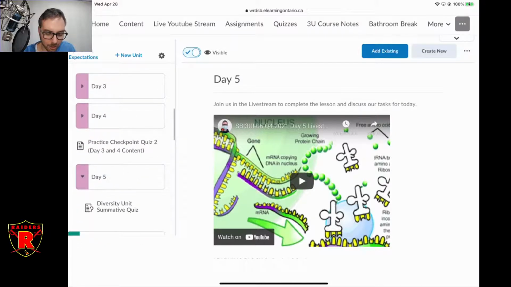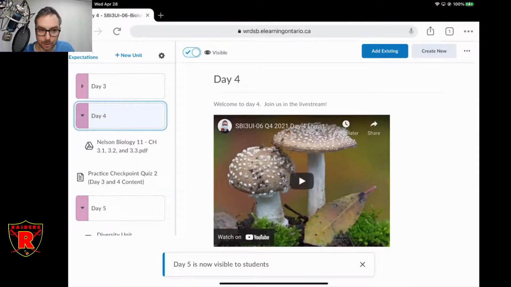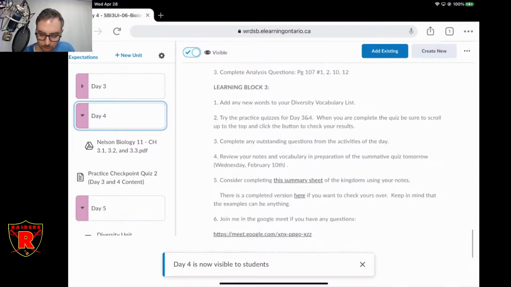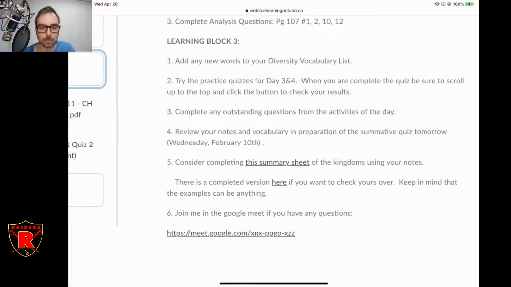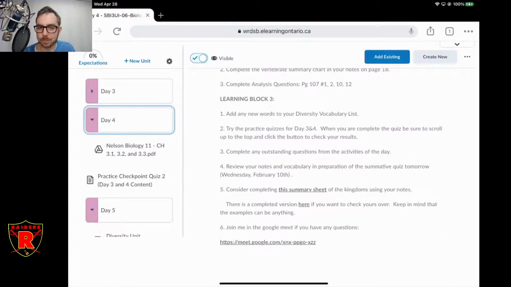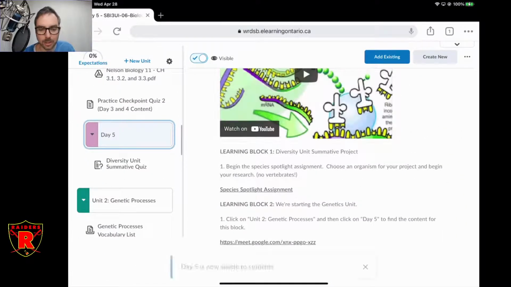Okay, before I let you guys go, remember that if you wish, and I highly recommend it, you should start by completing the summary sheet of the kingdoms. If you don't want to do that, you can look over the completed version. Again, it's up to you, but it certainly is in your best interest to complete it yourself to help prepare for the quiz. It's a great review because it also forces you to go back and look at your notes if you're unsure about something. Then you're going to complete the species spotlight assignment and your vocabulary list. Hopefully hand them in. And then I will see you during Block 2 at 11:05.